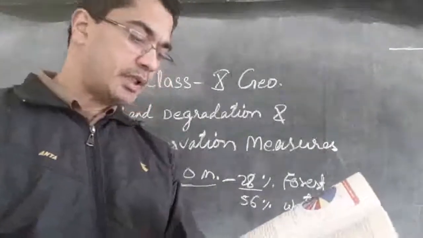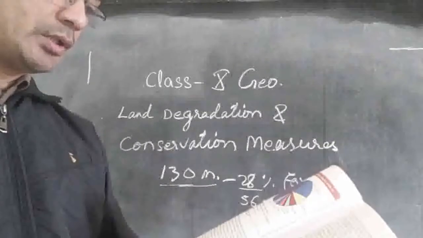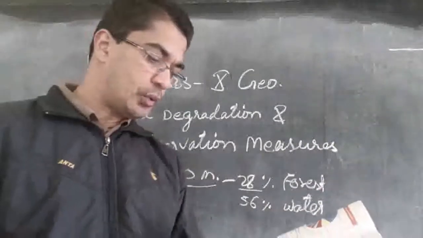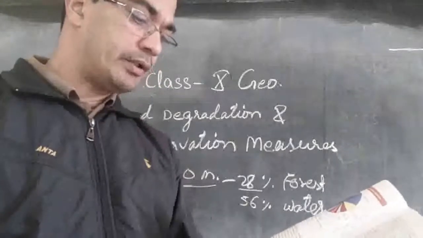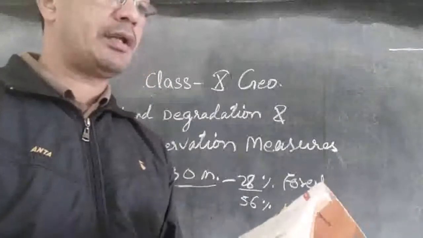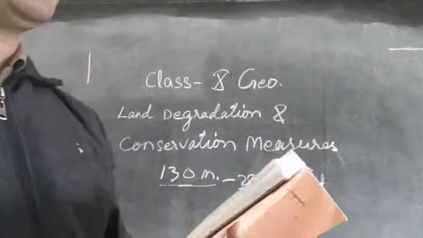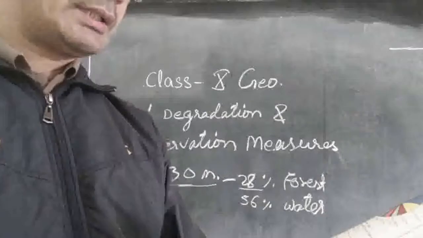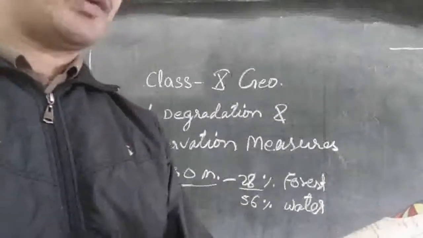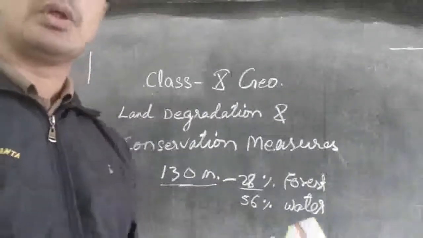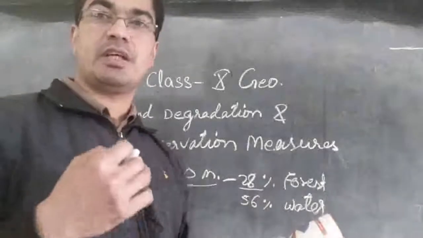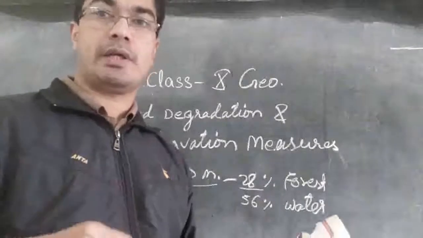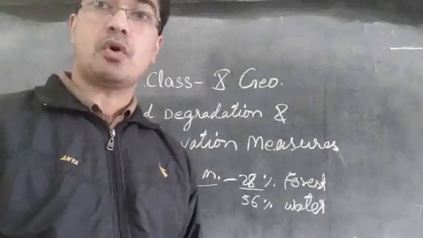Then in the states Punjab, Haryana, Western Uttar Pradesh, over irrigation is responsible for land degradation due to waterlogging, leading to an increase in salinity and alkalinity in the soil. So what do the farmers in these states do? They go on cultivating even the area where there is no water, which we can cultivate with the help of irrigation. So they cultivate and they do over irrigation.